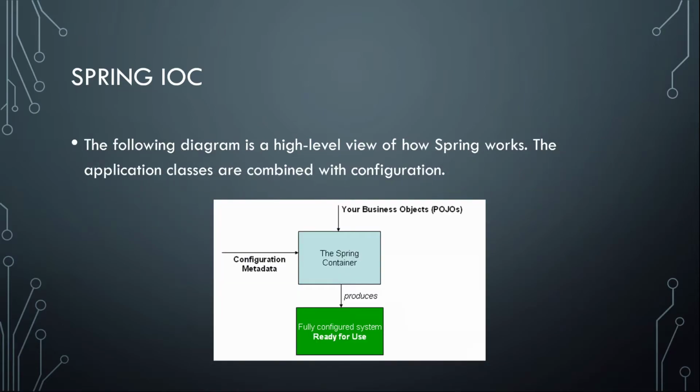The following diagram is a high-level view of how Spring works. The application classes are combined with configuration. Developers only need to provide the objects and the configuration to the Spring container, and the container will produce a fully configured system, which is ready for use.